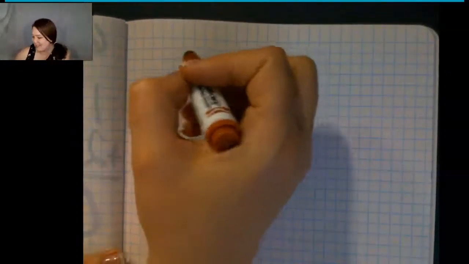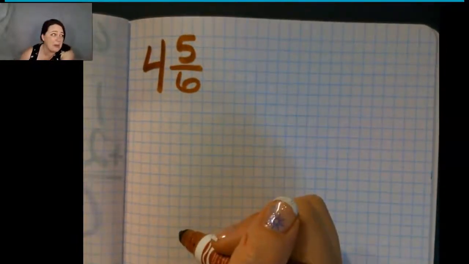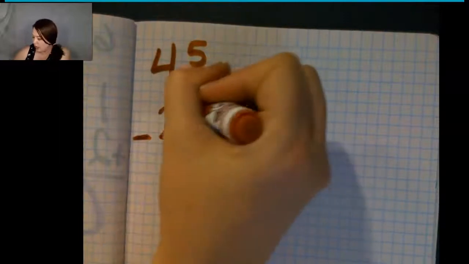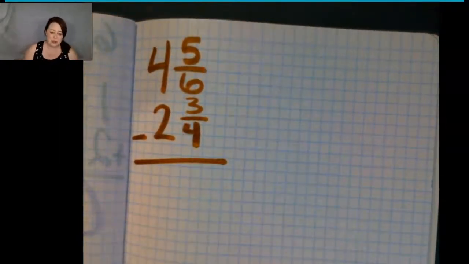Our next problem is 4 and 5/6, and they still like to write it side by side, and I still like to rewrite it one on top of the other because I really like to use this side to make my fractions. Minus 2 and 3/4. And the biggest thing, y'all, pay attention to whether you're adding or subtracting. All right, so here we go.